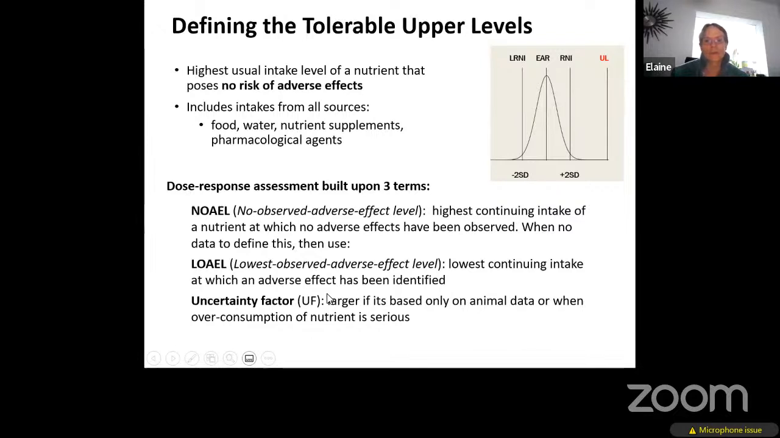So that uncertainty factor would bring that upper tolerable limit down from where you've seen the observed effect. And that's just to make sure that there wouldn't be anybody in the population that could be adversely affected by intake levels that high. And these can be based on animal data, especially when the overconsumption of the nutrient is serious. So that UL is also an important factor when we're looking at dietary intakes.